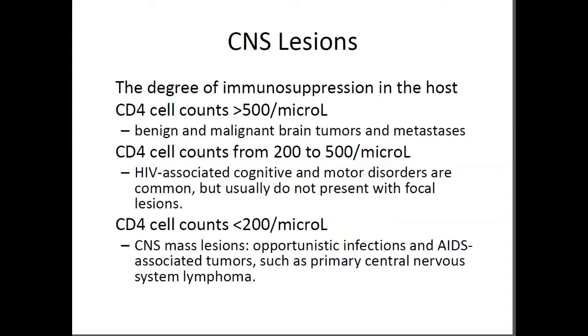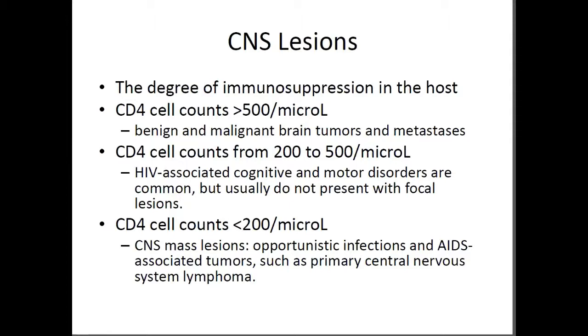The main differential diagnosis for the CNS lesion in this population mainly depends on the degree of immunosuppression of the host, whether the patient knows his or her HIV status, or whether the patient is on background prophylaxis for PCP, which will cover Toxoplasmosis prophylaxis too. So if their CD4 count is more than 500, it's more or less same as non-HIV population. It can be benign or malignant brain tumors or metastases or brain abscesses.